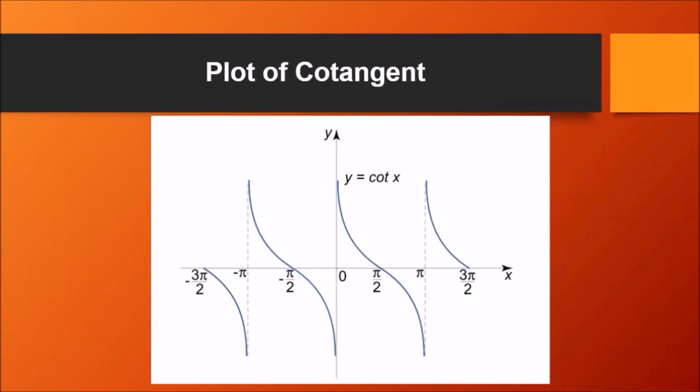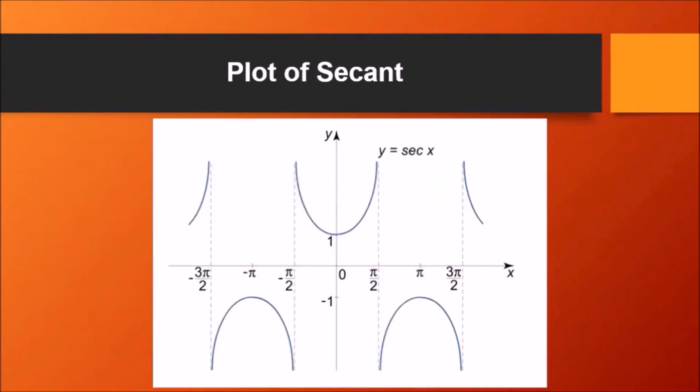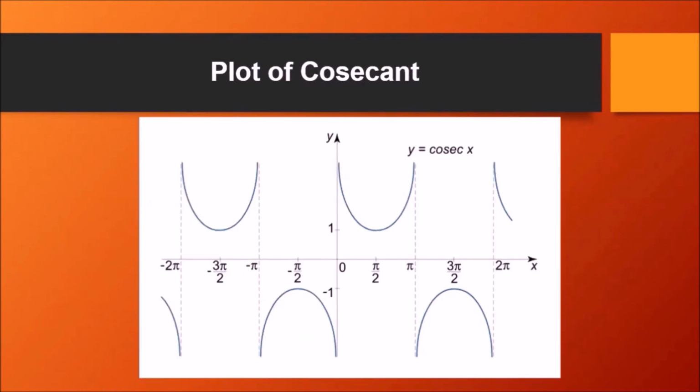Next is the cotangent function. The plot of the cotangent is similar to that of a tangent, but is the mirror image of the tangent function. The graphs of secant and cosecant are in the slide. They have a similar shape, but are different in terms of positioning. Now we'll look at all of these in a Desmos graph.